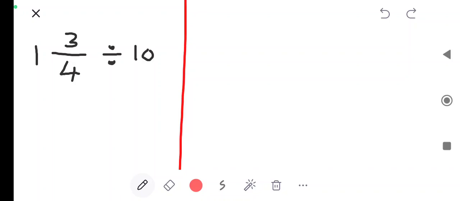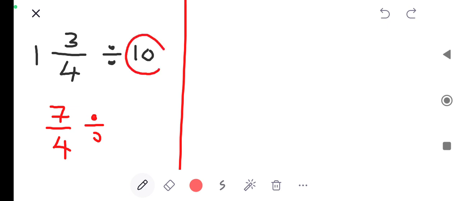Today we are going to learn how to divide a mixed number by a whole number. To do this question, you will write one whole number 3/4 as an improper fraction, and to do that you will do 4 times 1, which is 4. Then 4 plus this 3 on top, you have 7. So you write 7/4.